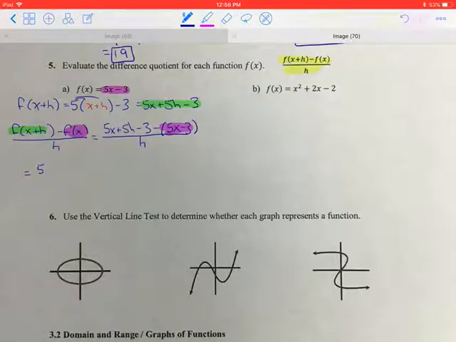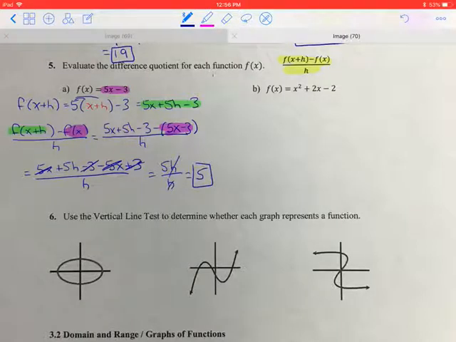So if I clean that up, that's 5x plus 5h minus 3. If I distribute the negative, that's a minus 5x and a plus 3 all over h. The plus 5x and the minus 5x zero out. The minus 3 and the plus 3 zero out. I get 5h divided by h. The h's cancel and I end up with 5.